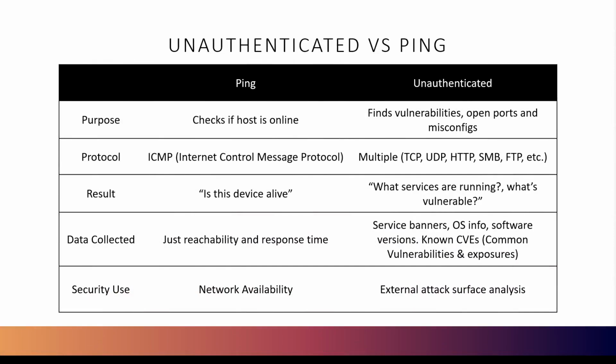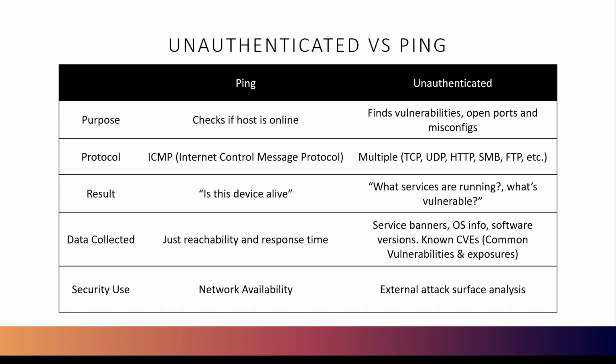A ping simply checks if the host is online, whereas the unauthenticated scan finds vulnerabilities, open ports, and misconfigurations. The ping uses ICMP, or Internet Control Message Protocol, whereas the unauthenticated scan uses multiple protocols like TCP, UDP, HTTP, and so forth and so on. The result of a ping: is this device alive? Whereas the unauthenticated scan is asking questions like what services are running, what's vulnerable.